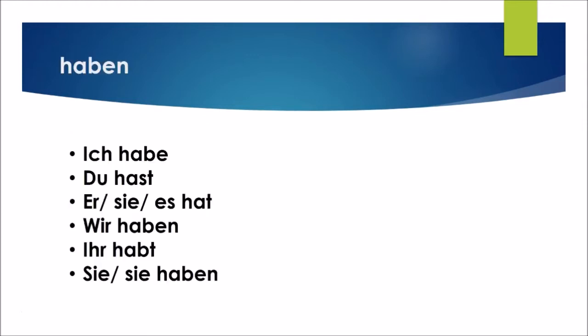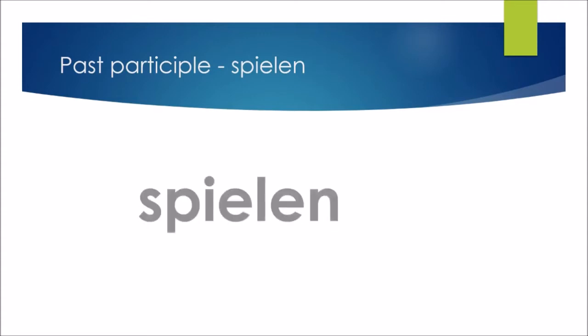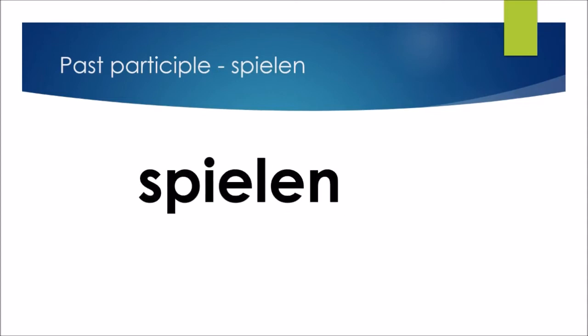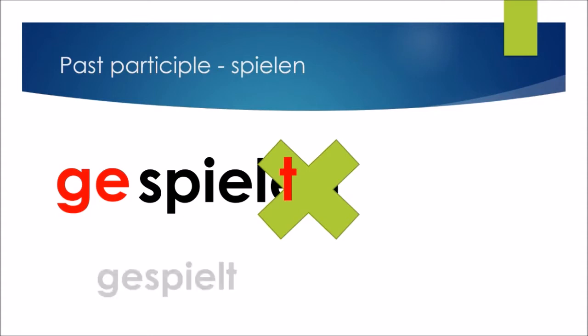Just a quick reminder again, the forms of haben: ich habe, du hast, es hat, wir haben, ihr habt, sie haben. But you did remember that one from the last lecture, didn't you? So, how do we do the past participle? Let's choose the verb spielen, to play. We get rid of the en, add a ge at the front, and a t at the end of the stem, and we have gespielt.